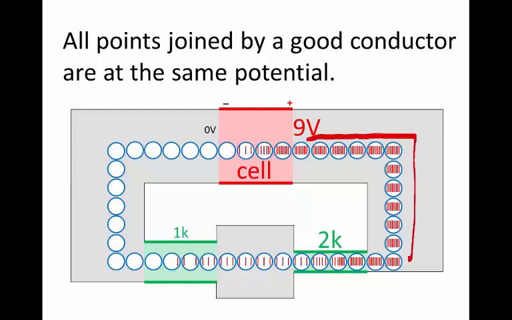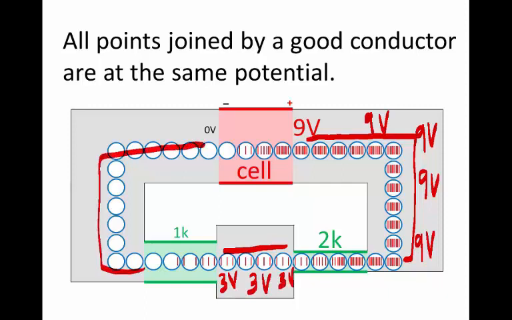These points are joined by a good conductor. They are all at the same potential, which happens to be 9 volt. The potential in this wire is 9 volt at every point. These points are all at the same potential, which happens to be 3 volts everywhere. And these are all at the same potential, 0 volt everywhere.